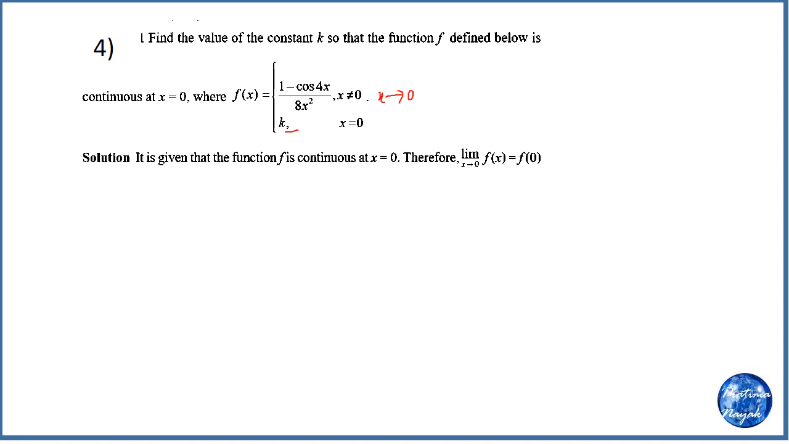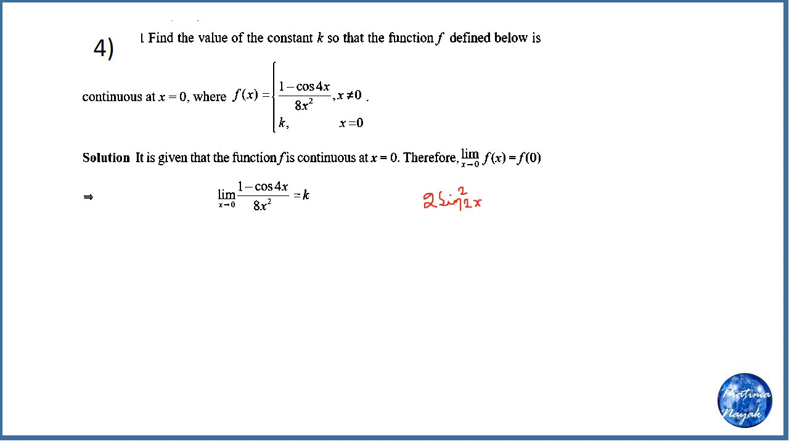So first we'll try that. It is given the function f is continuous. So therefore limit x tends to 0, f of x is equal to f of 0. For x tends to 0, I'll take this one, that means for limit we'll put this one, and for equal to it is k. So we are writing this limit 1 minus cos 4x by 8x square is equal to k.